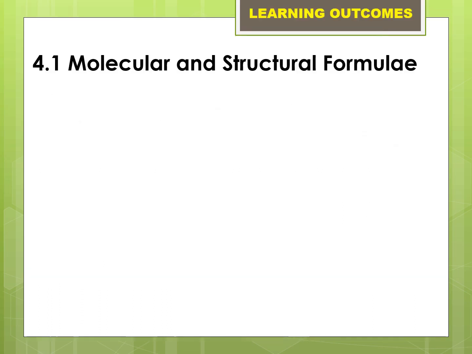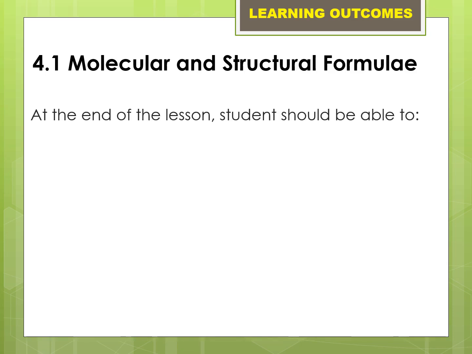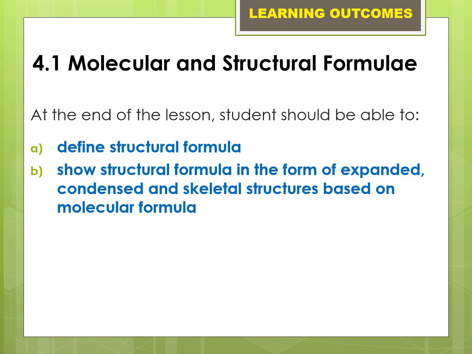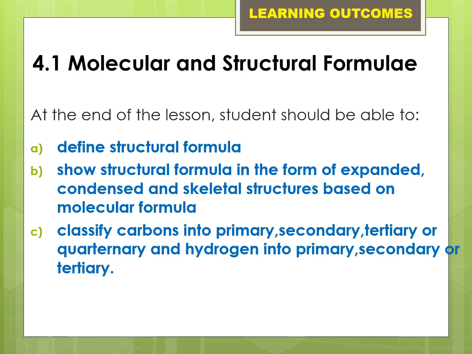Okay, so for the learning outcomes for chapter 4, Introduction to Organic Chemistry, we have subtopic 4.1, Molecular and Structure Formula. At the end of the lesson, students should be able to: A. Define structure formula. B. Show the structure formula in the form of expanded, condensed and skeletal structure based on the molecular structure. C. Classify carbon into primary, secondary, tertiary or quaternary, and hydrogen into primary, secondary or tertiary.